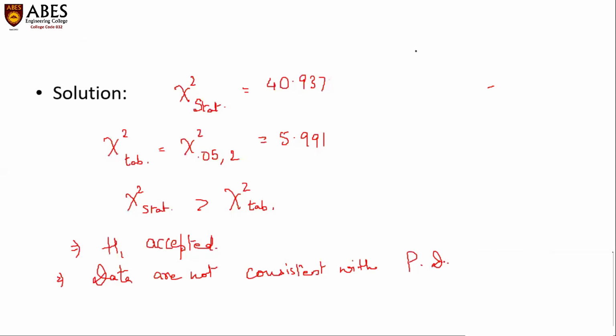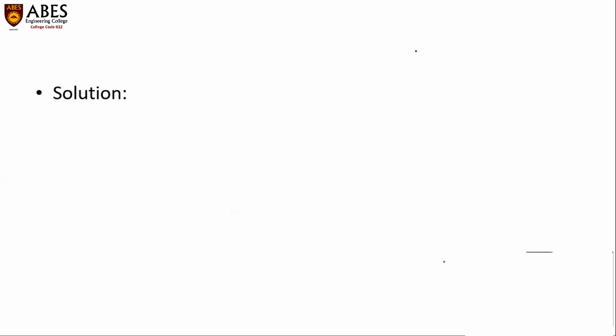So this was all about binomial distribution and Poisson distribution, or to summarize, it was about chi-square test as a test of goodness of fit. So that is all for this video lecture. In the next part, we will understand chi-square test as a test of independence.